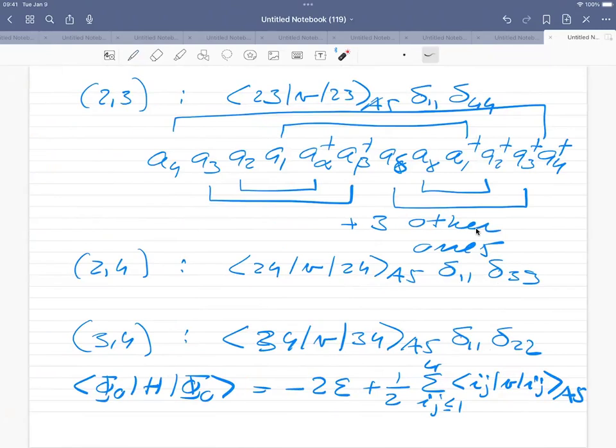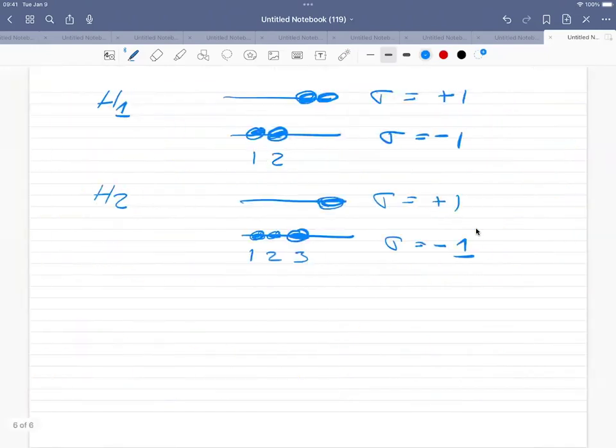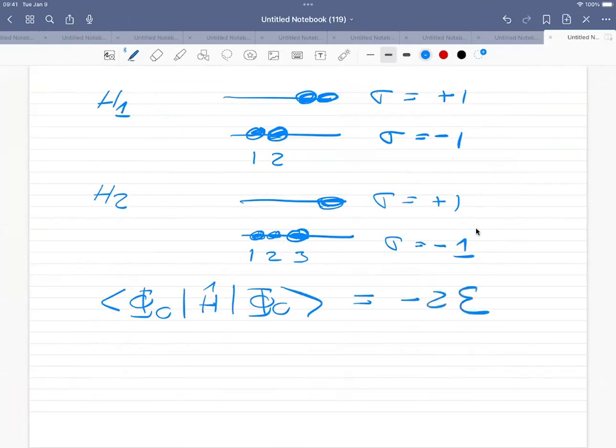So the only piece which we are left with is this piece. For this specific case, what we have is phi 0 of H of phi 0, with that specific choice of interaction piece, is simply -2 epsilon.